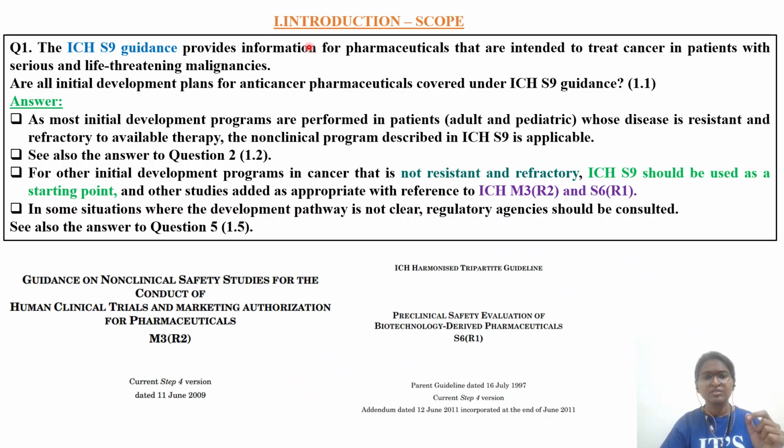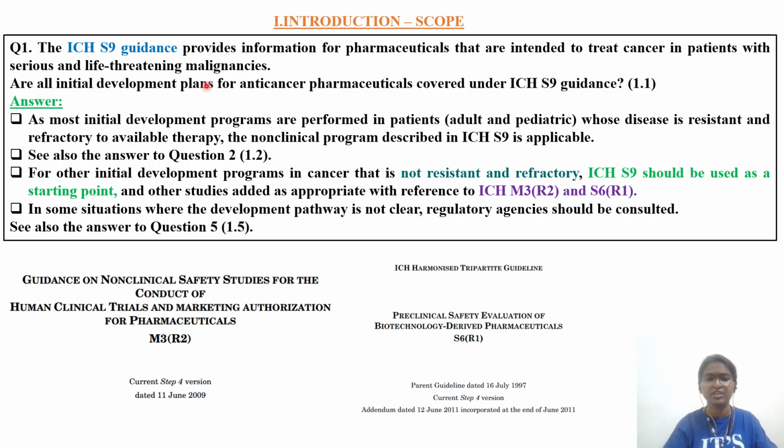First will be section one, that is the introduction. There are a series of 6 to 7 questions in this document related to the introduction. The first question is: the ICH S9 guidance provides information for pharmaceuticals that are intended to treat cancer in patients with serious life-threatening malignancies. Whenever you are reading any ICH safety guideline, you have to see what the scope of the guideline is, and what it is applicable to.